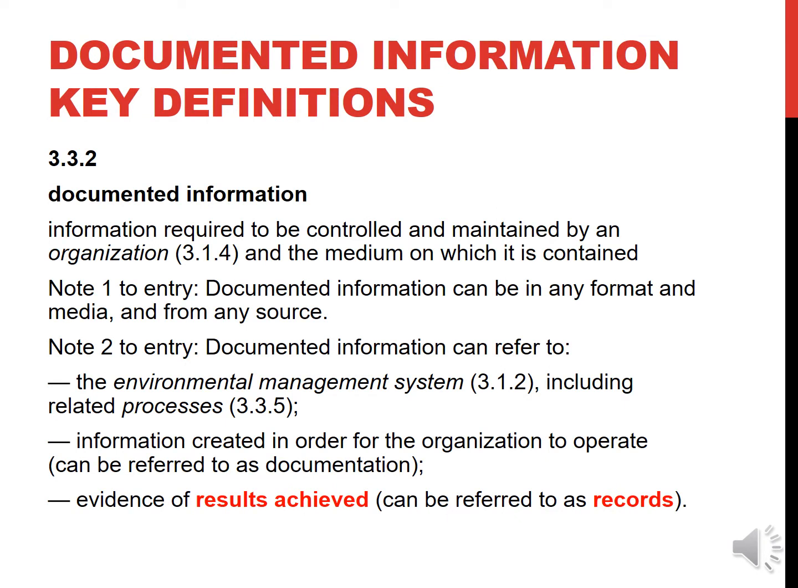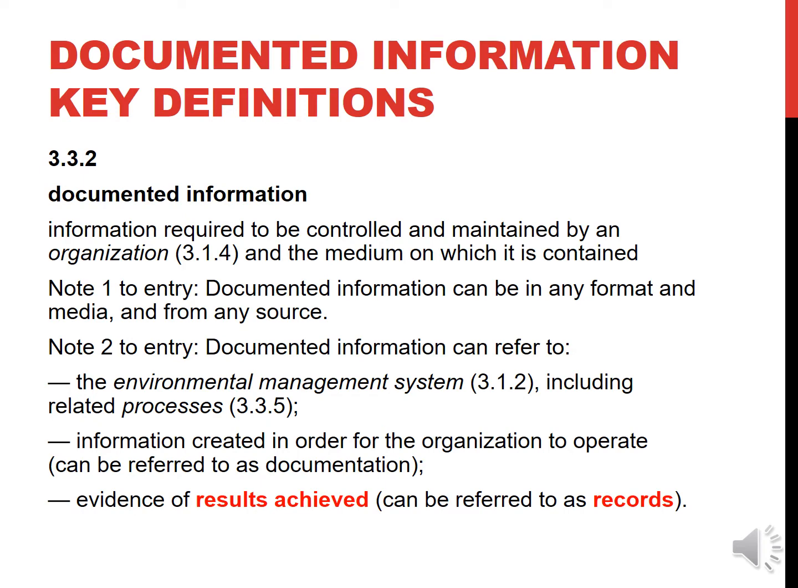Documented information is defined as information required to be controlled and maintained by an organization and the medium on which it is contained. This is interesting because it's both the actual information itself as well as the medium. Documented information can be in any format, any media from any source. This means videos, electronic recordings, hard drives, flash drives, any form in which media can be retained, a written hard copy, anything can be documented information.